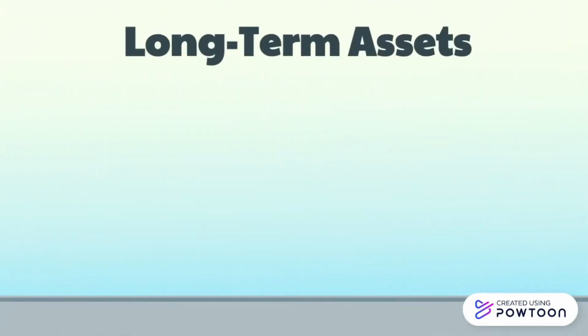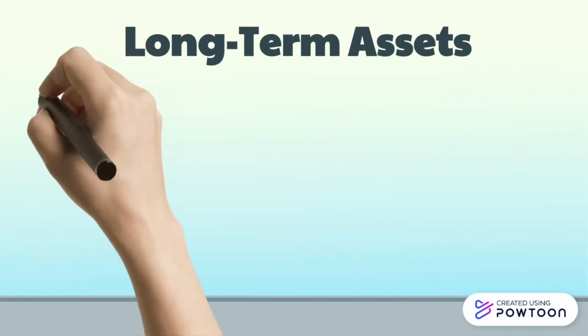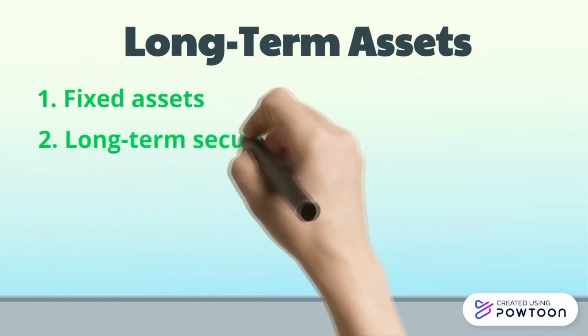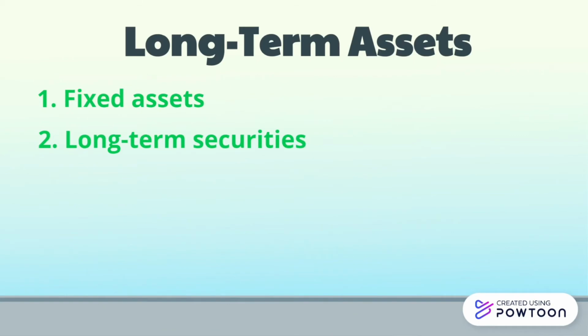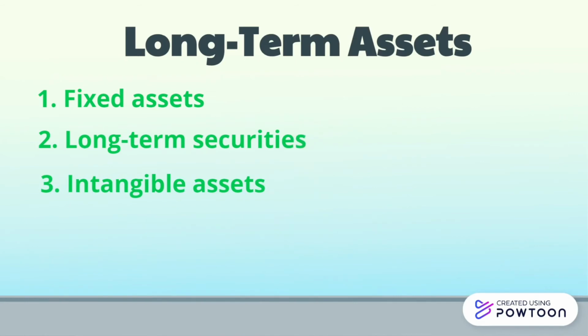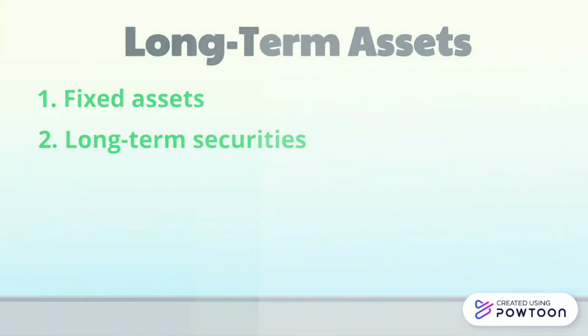Long-term assets are assets that cannot be converted to cash within a year. They can be further broken down into fixed assets. It includes property, buildings, machinery, and equipment like computers. Long-term securities. These are investments that cannot be sold within 1 year. Intangible assets. These are assets that are not physical objects, such as copyrights, franchise agreements, and patents.